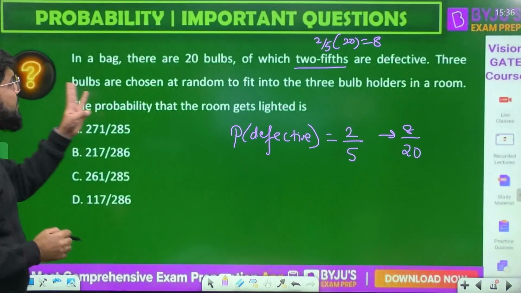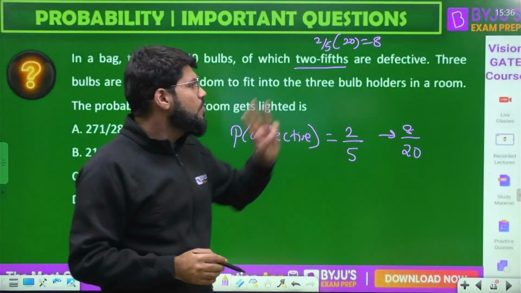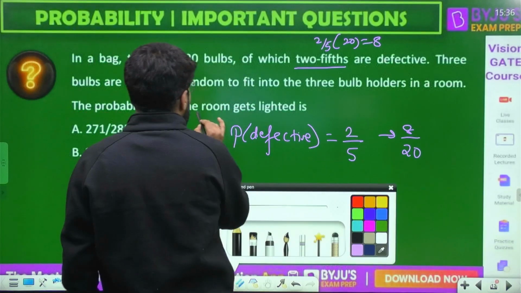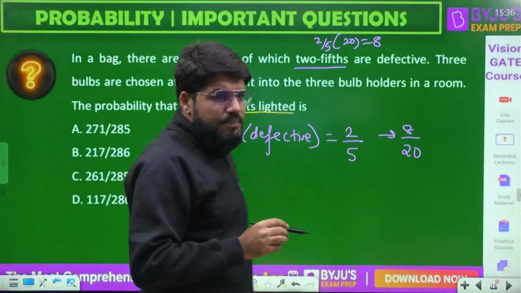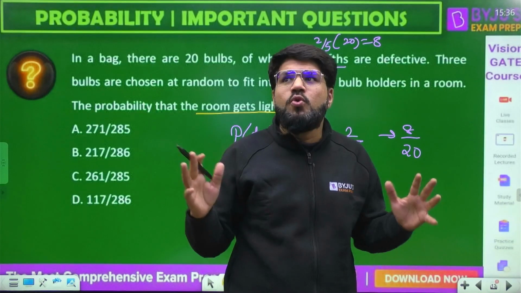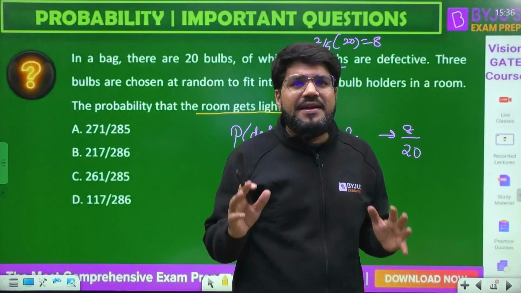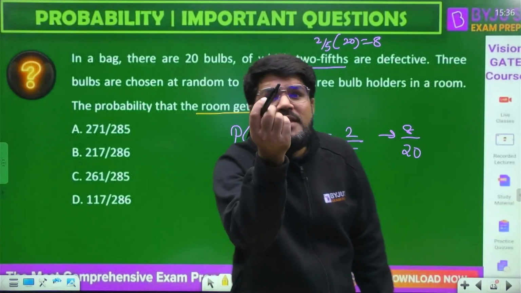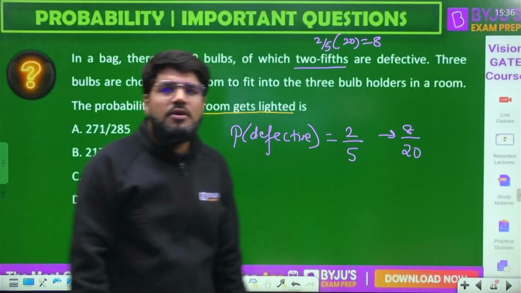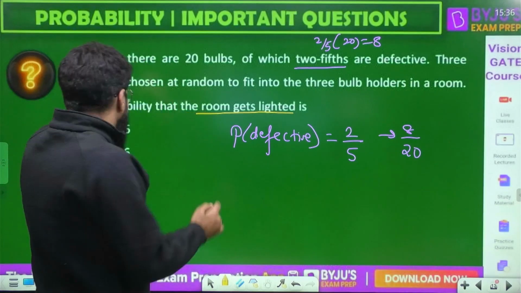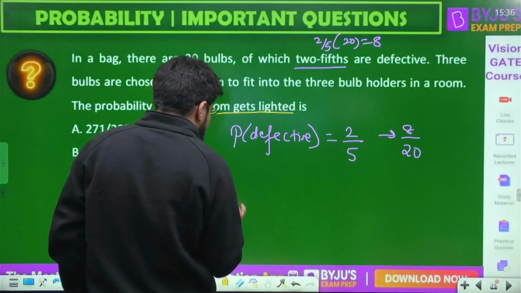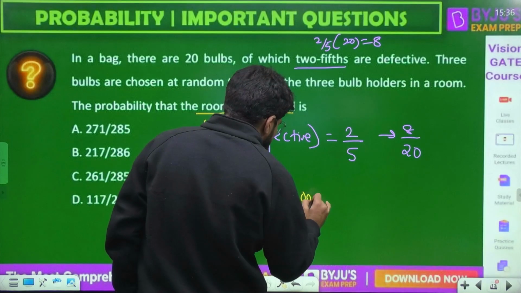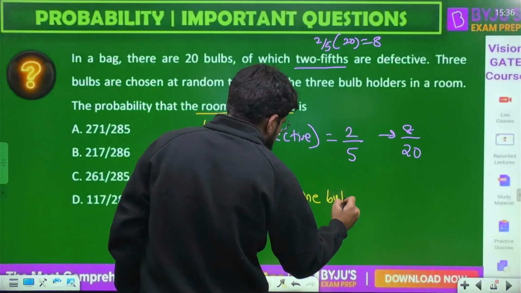Now 3 bulbs are chosen at random to fit into the 3 bulb holders in a room. What is the probability that the room gets lighted? Is it necessary that all the bulbs should glow? No. Even if a minimum of 1 bulb glows, the room will be lighted. So the room gets lighted if at least 1 bulb glows.